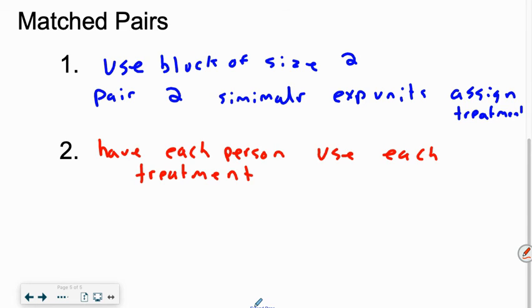So for the first one, an example would be like ranking people by their grades and then having the top 2 do different treatments, the next 2 do different treatments, and so on all the way down. So that would be your blocks of size 2 going by grade. Number 2 would be like having each person use each treatment. There used to be a thing called the Pepsi Challenge where people would drink Pepsi and Coke and then try to decide which one they liked better. So that is a matched pairs. The second option, they got each treatment and then they decided which one they liked. So that's matched pairs that way.